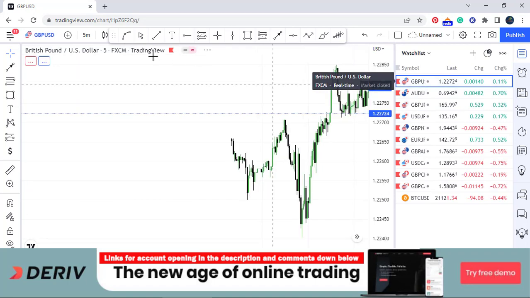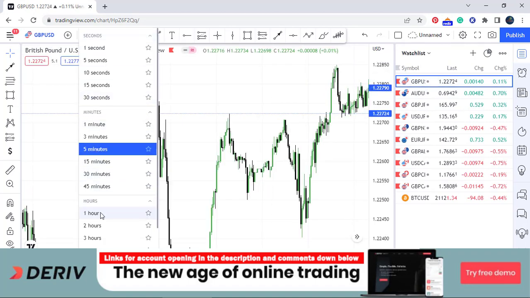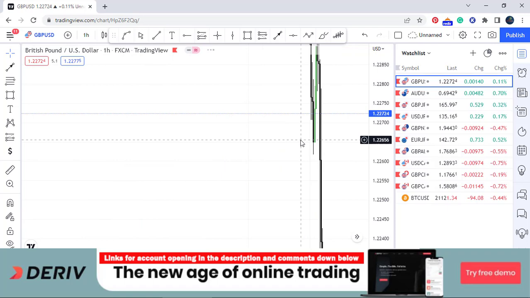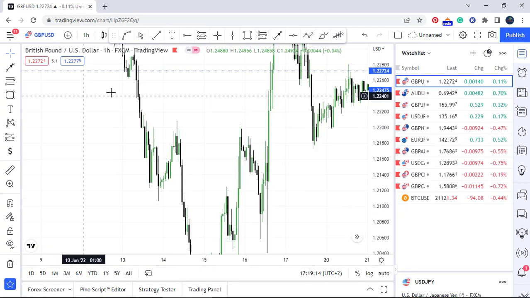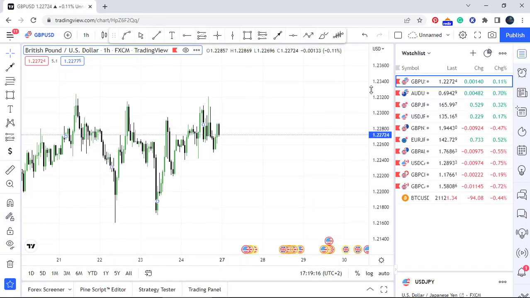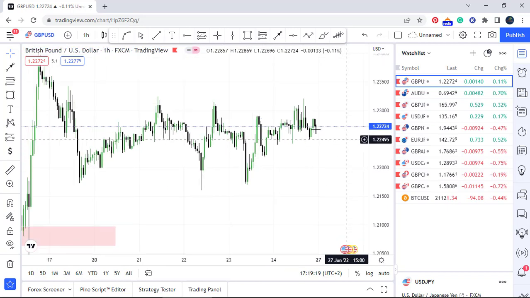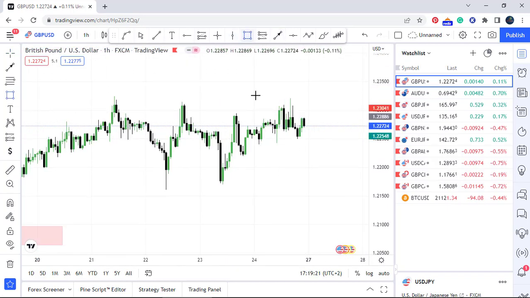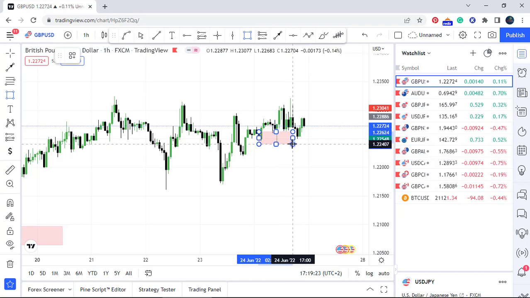Let's see if we have something interesting on GU. We go to our H1 time frame, we'll find our order block, and from what you are seeing here, do we have an order block? Okay, let's use this one. Why?